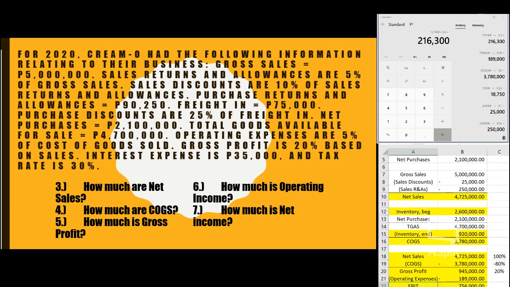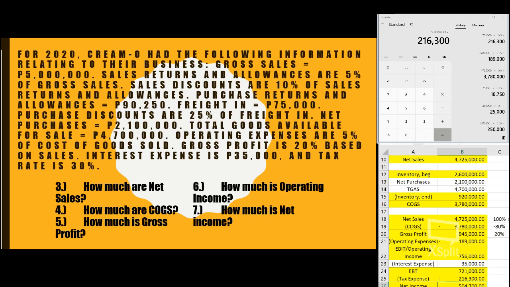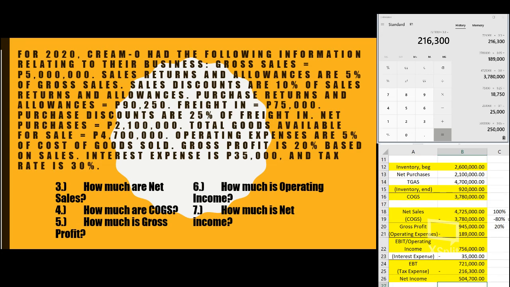How much is operating income? EBIT is also known as operating income, ha? Don't forget that. EBIT or operating income, it's simply the same. So yan, 756,000. And then number 7, how much is net income? Answer here will be 504,700 pesos. Okay? So basically guys, that's it for problem number 2.